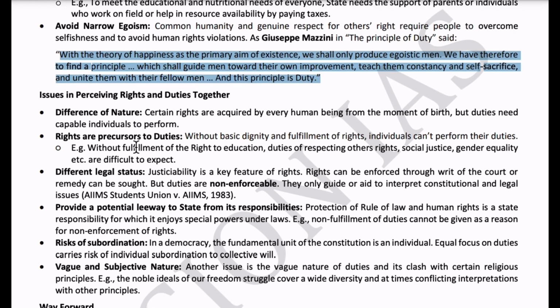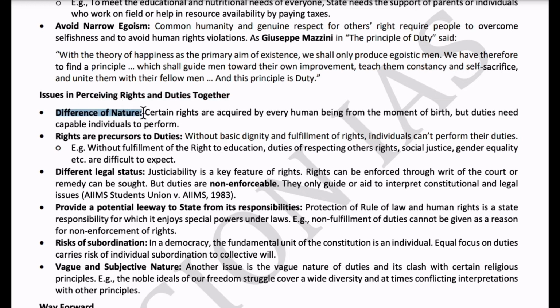So, the issues with this are, right from birth we get fundamental rights, right? But these fundamental duties are needed only when a person becomes capable to perform his individual duties, right? So there is a difference in nature. And the other thing is, without fulfillment of rights to education and duties of respecting others' rights, social justice, gender equality, etc., it is difficult to expect from a person to follow or maintain fundamental duties, right? So something much more initiative should be needed to implement both of them.